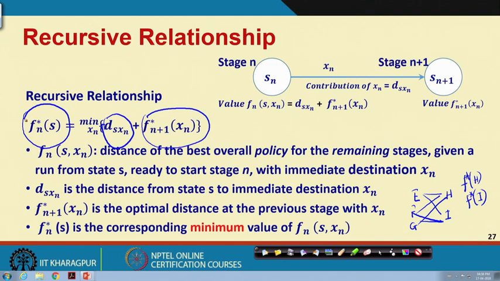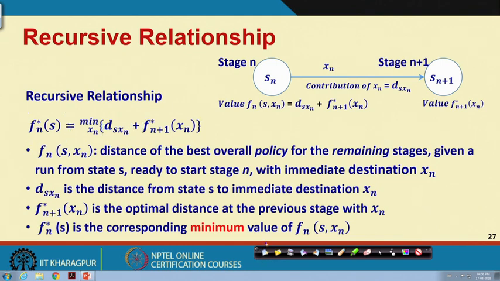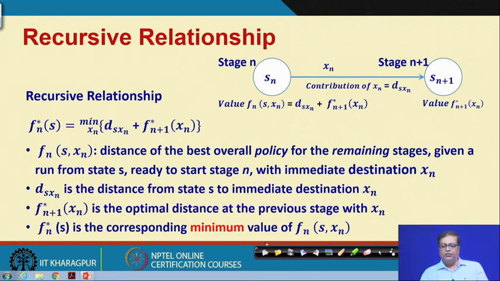Is it all right? So, exactly that thing is happening, that is F n s x n, distance of the best overall policy for the remaining stages given a run from state S ready to start stage n with immediate destination x n. Is it all right? So, d s x n is the distance from state S to immediate destination x n. F star n plus 1 x n is the optimal distance at the previous stage with x n, and F star n s is the corresponding minimum value of F n s x n.